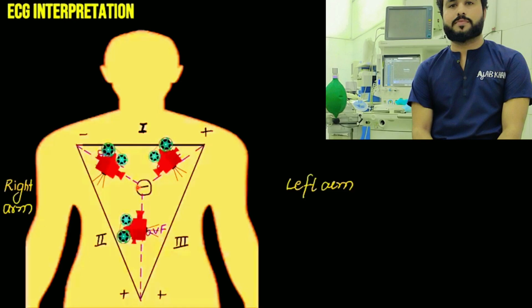3 views from the leads that we place and 3 views from the math of those leads. We get another 3 angles. Those leads are called augmented leads, or lead AVR, AVL, AVF. These leads are called augmented leads because when they were deriving these leads from the vectors of the main leads that we placed, their voltage was actually low.